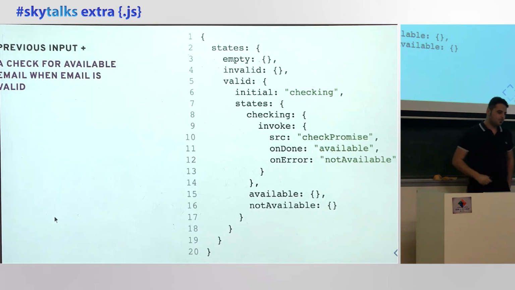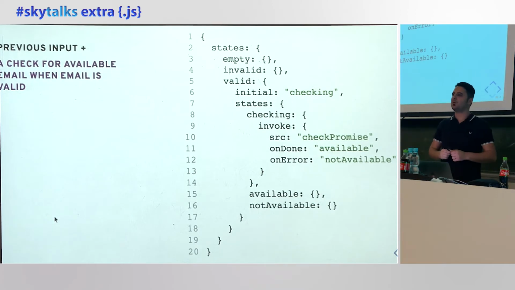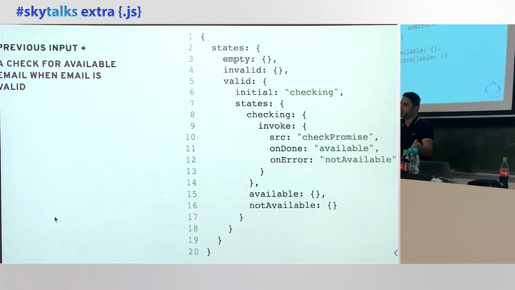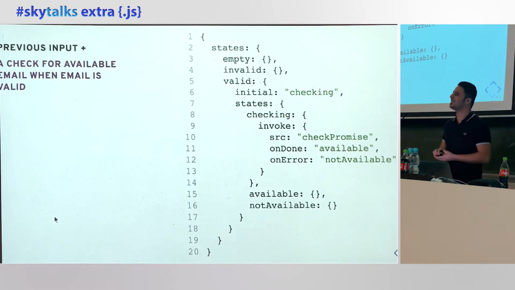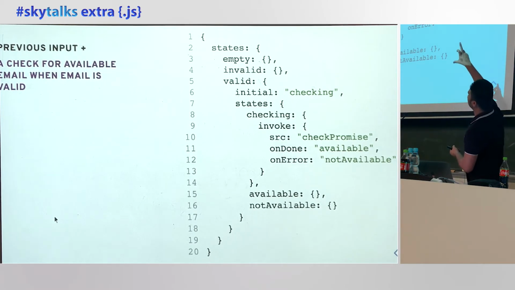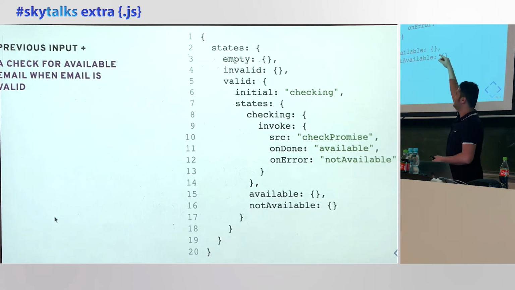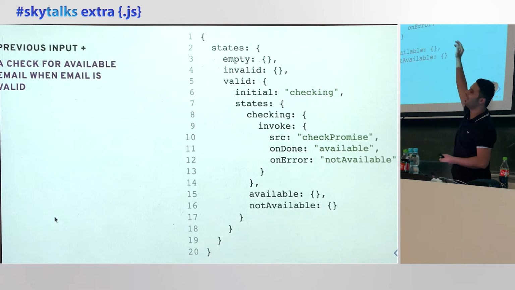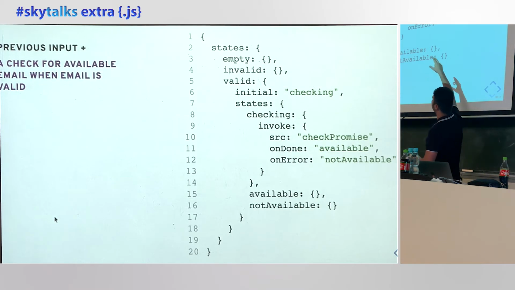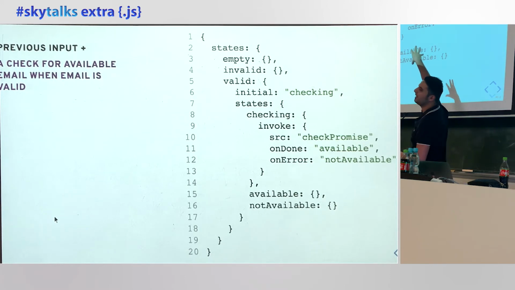The only business requirement we have right now is that the email should be valid before I check for the availability. If it's invalid, we shouldn't even bother calling the API. So what you do is just put the logic for availability down in the valid state. You don't touch invalid and empty because you don't want to add any logic there. The feature is only added down the valid state.